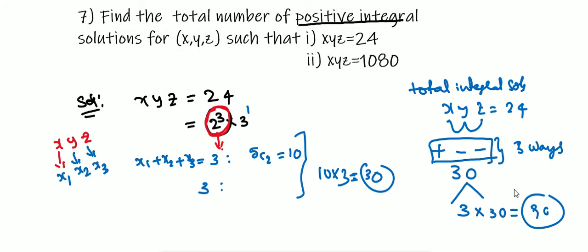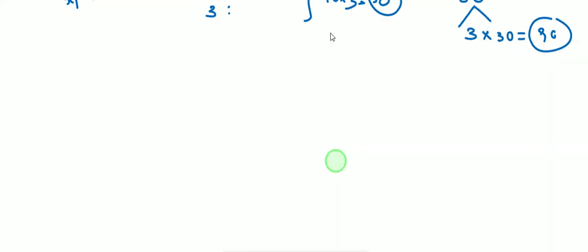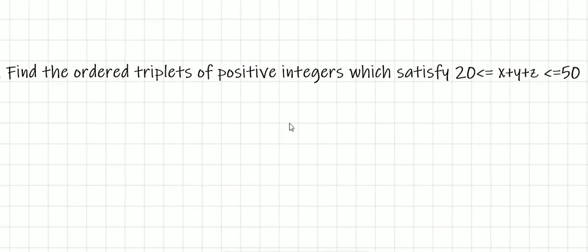So next point is: find the ordered triplets of positive integers which satisfy 20 less than or equal to x plus y plus z less than or equal to 50. So there are two limits, a lower limit and an upper limit. Both limits are imposed. In the third question we learned with only the upper limit, so there was no lower limit, but here both limits are given.